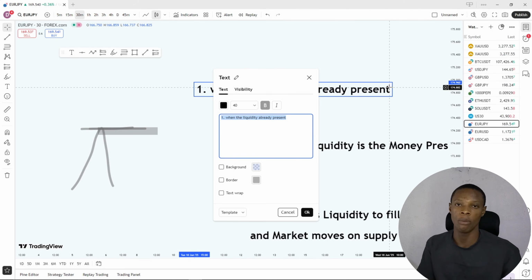If you see the price going up, and you start buying from a demand level without taking out that demand level, it means there's already liquidity present at that very demand level. That's why the price was able to buy.